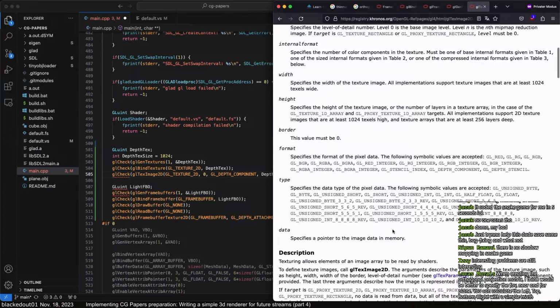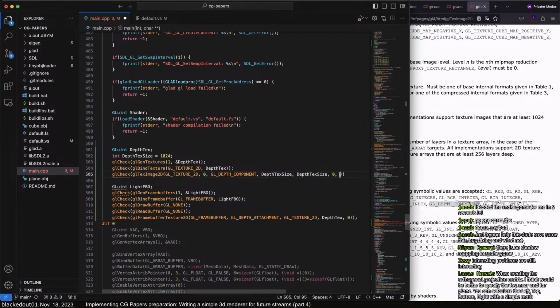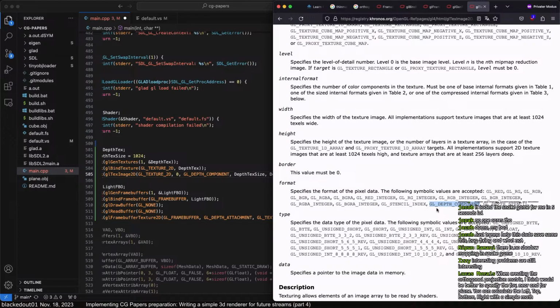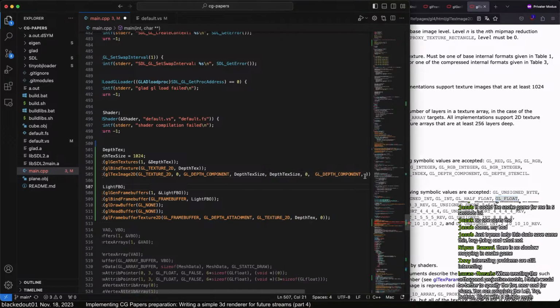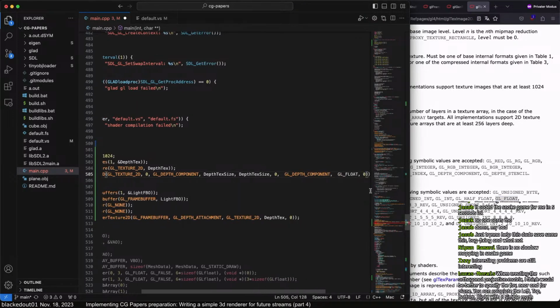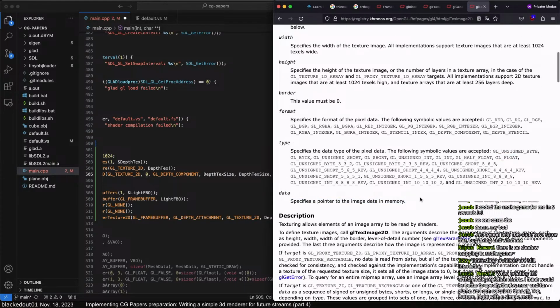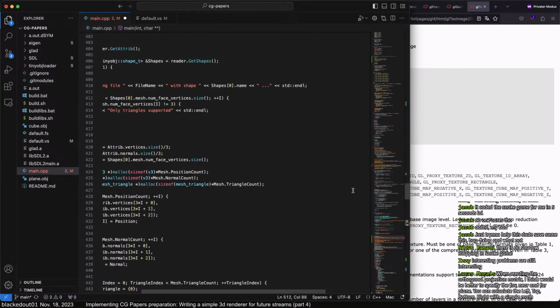But I mean, we can pick GL_DEPTH_COMPONENT here, but I don't think this actually matters because we don't put any data in there. So the type is then GL_FLOAT, for example. Here we put a 0 pointer, which basically means we don't pass any data. I'm not sure if this actually matters, but yeah.